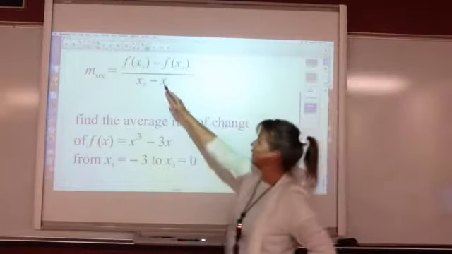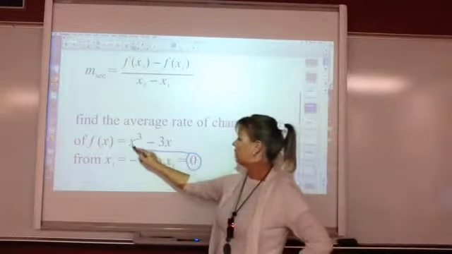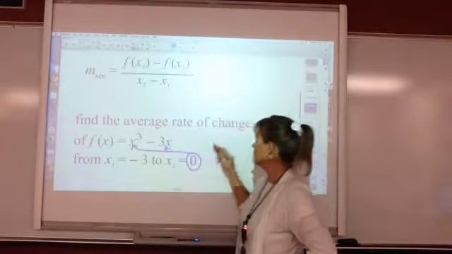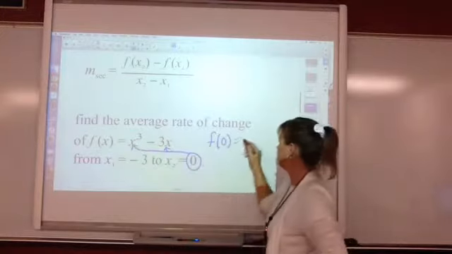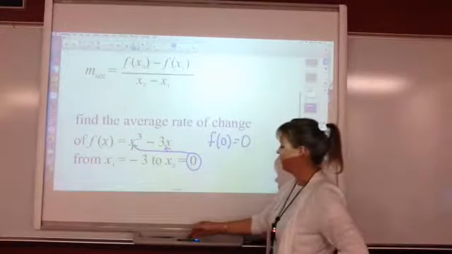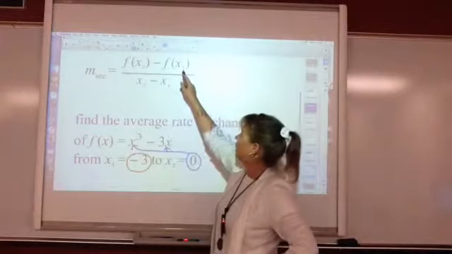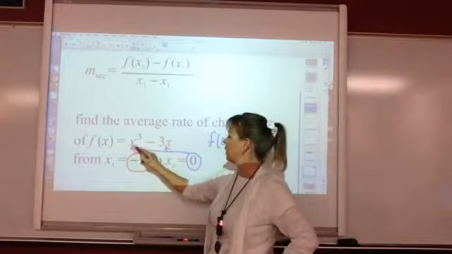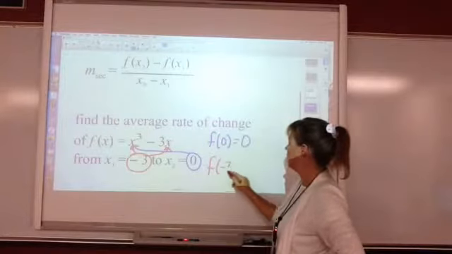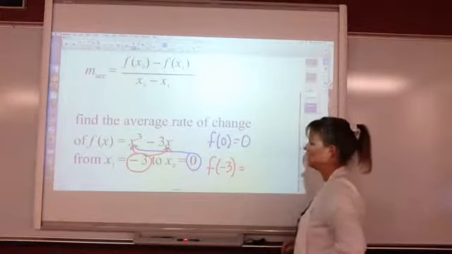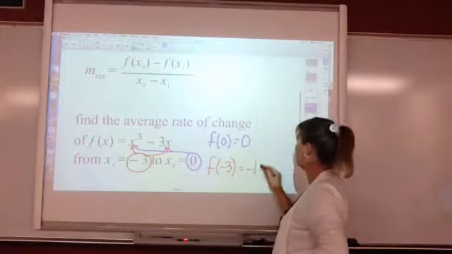Let's find the second one first. Take the 0 and plug it in for both x's. So f of 0 is 0 cubed minus 0, which is 0. For the first one, what's the value at the first x, which is negative 3? You're going to plug that in there and there. f of negative 3: go ahead and do the calculations. Negative 3 cubed is negative 27, plus 9. You're going to get negative 18.